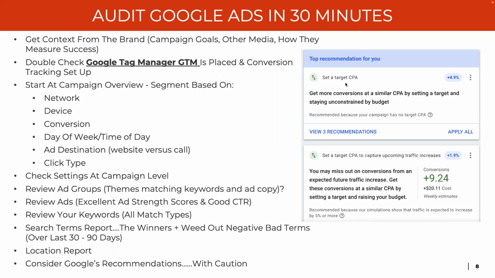Sometimes you do want to focus specifically on a target ROAS strategy as well. So you definitely have some options there, but I wanted to give you all some perspective from that standpoint.